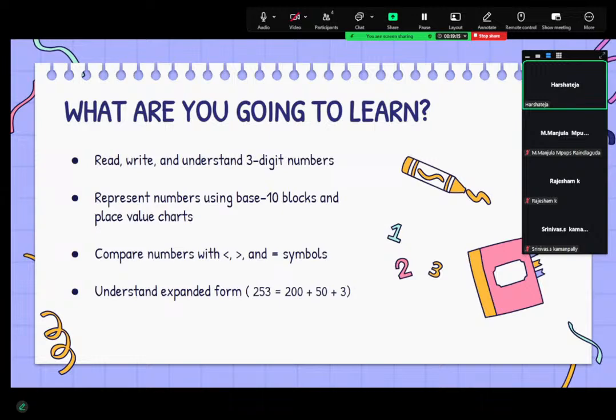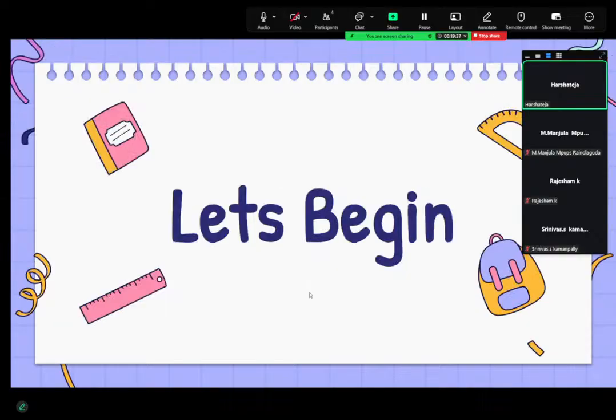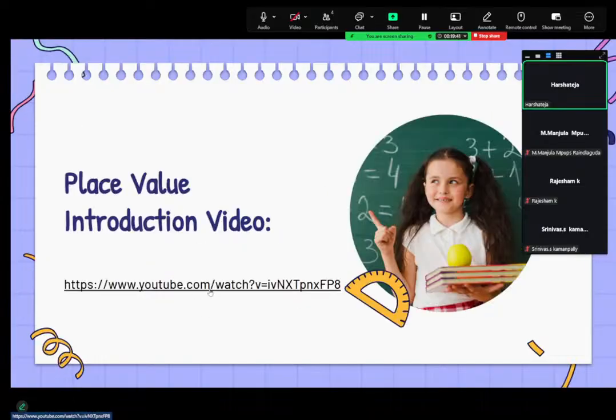So we're going to be learning reading, writing, and understanding 3-digit numbers. Represent numbers using base 10 blocks and place value charts. Compare numbers with less than, greater than, and equal to symbols. Understand expanded form. Okay, let's begin. This is a quick introduction video on place values.